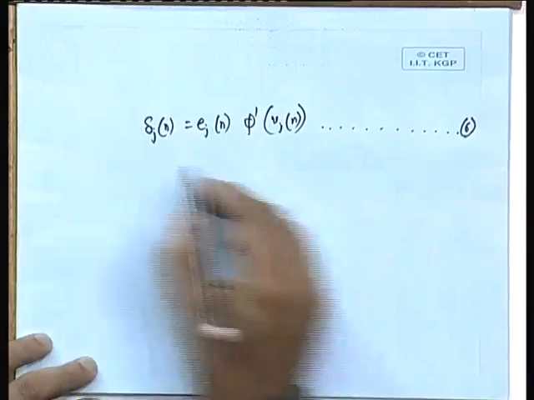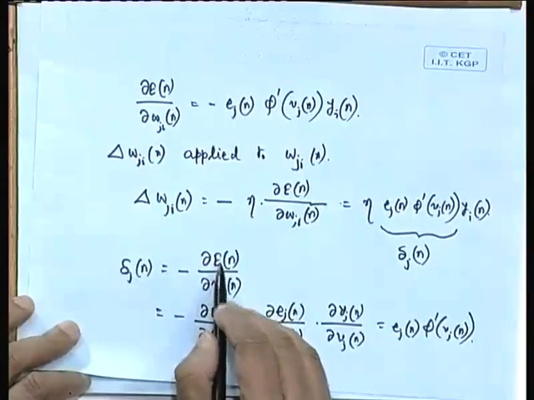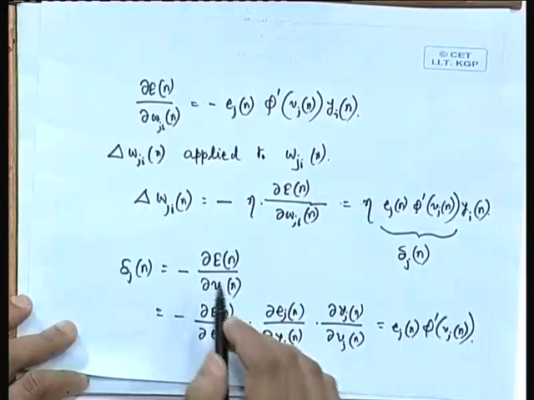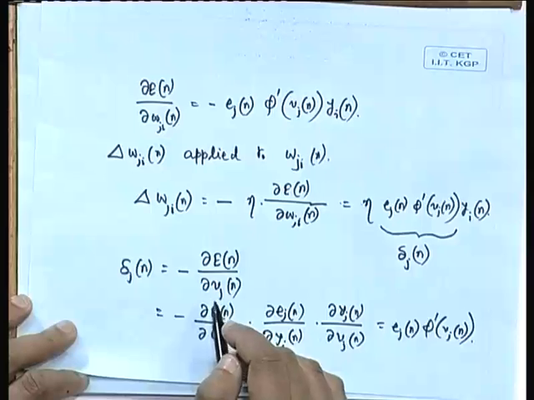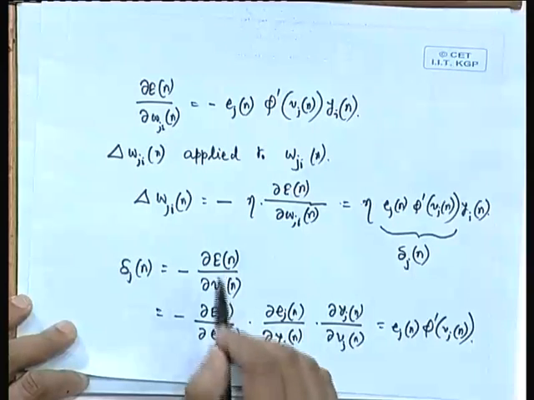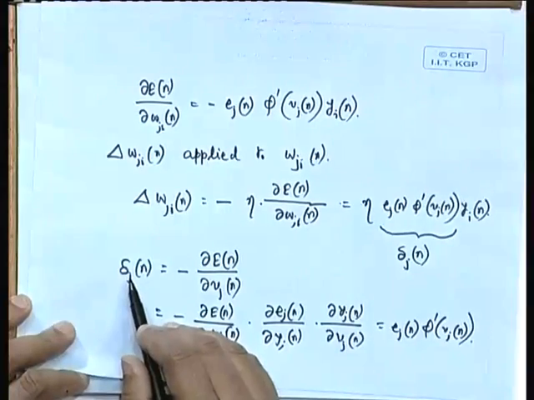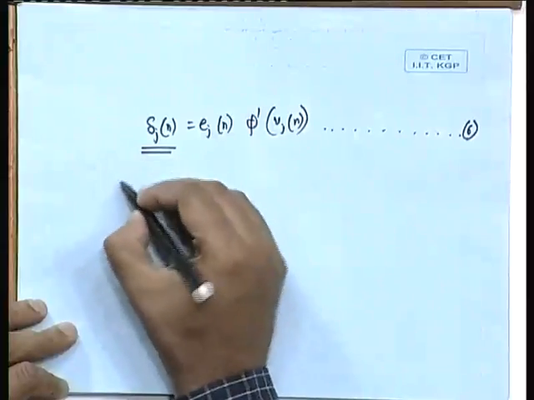Okay. So, what is the significance of this delta j term? What is the physical significance of this delta j term? This delta j term is nothing but the derivative of the error with respect to Vj, that is to say its own induced field. Vj is its own induced field, and this is nothing but the gradient with respect to the induced field, and this is a gradient that is very much local to that of j. So, we are going to call this term, that is delta j, as the local gradient.